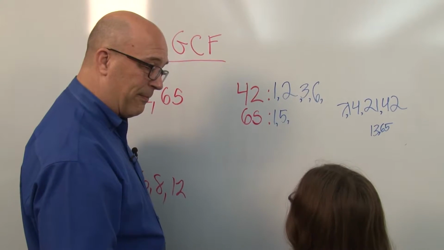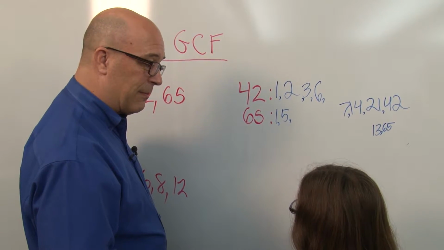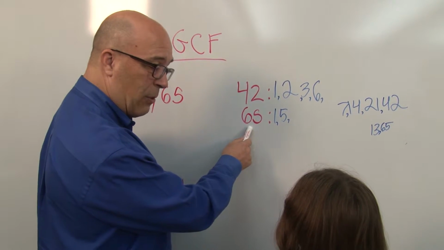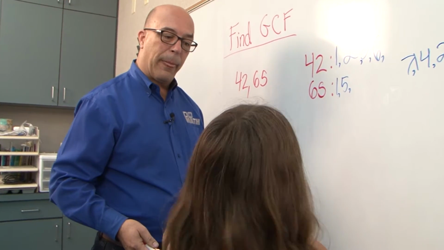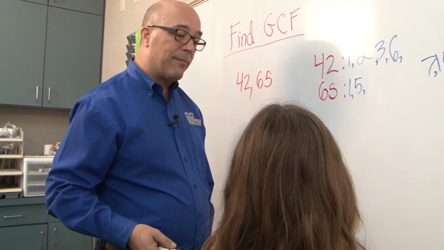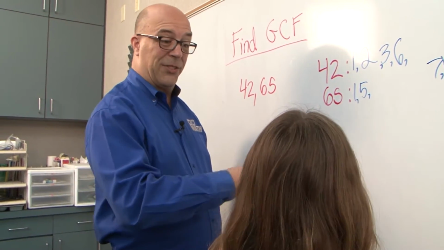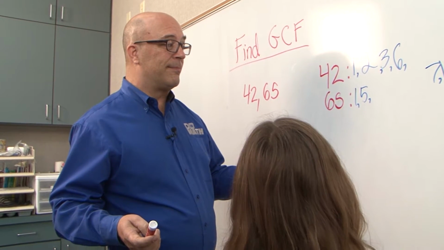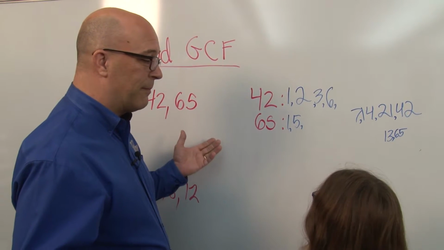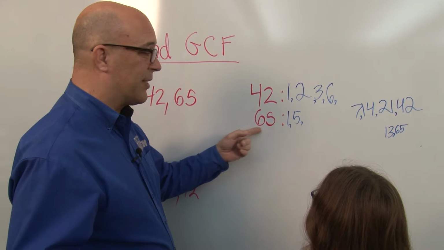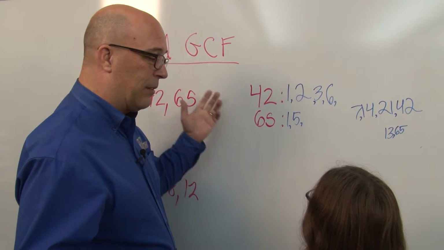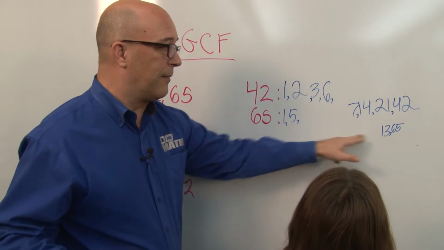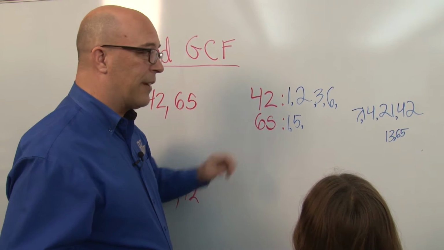8? 8 would not, because 8 times 8 is 64. What about 9? 9 would not, because 9 times 7 is 63. Perfect. All right, 10? 10 wouldn't. 11? No, 11 times 6 is 66, right? 12, 13, we've already got 13, right? Yeah. So what numbers go into 65?